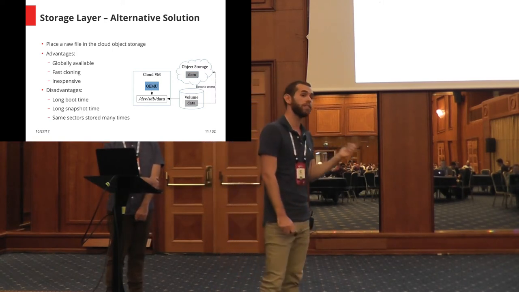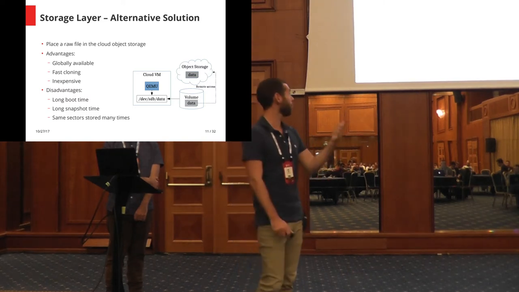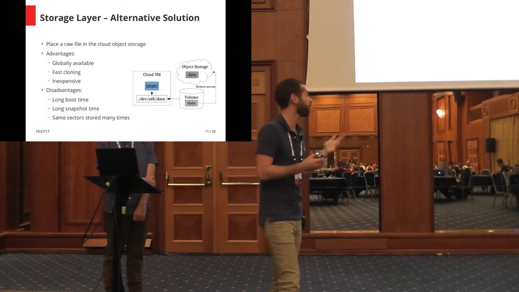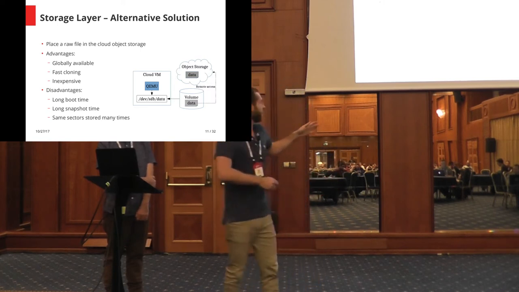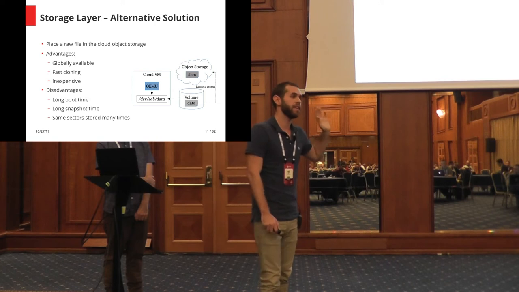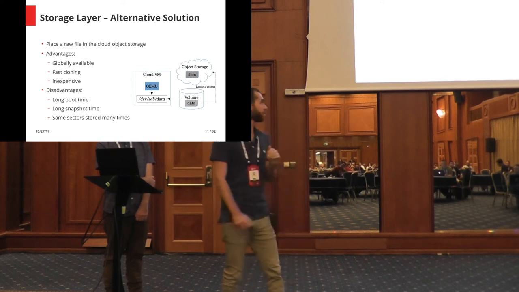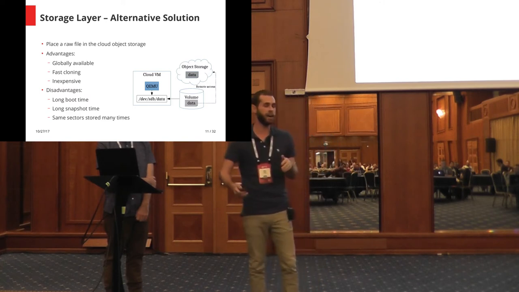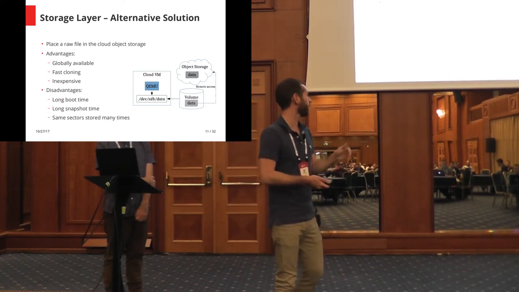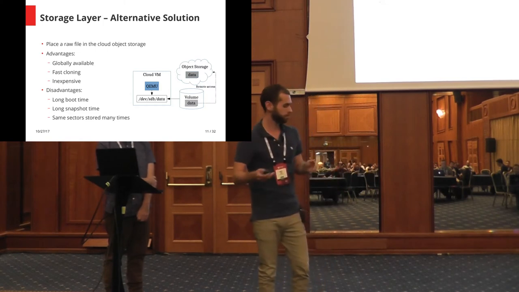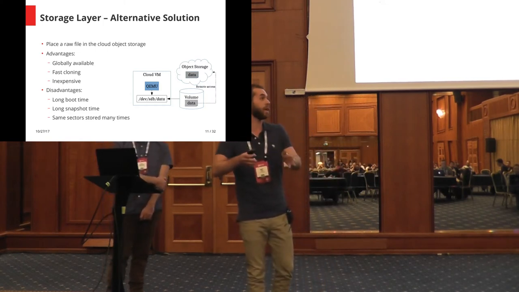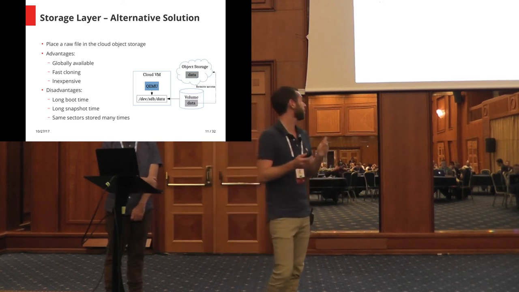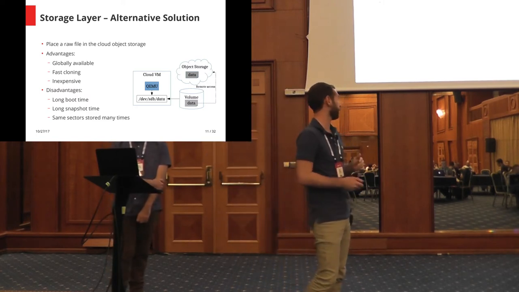Also, we have a very long snapshot time. The data has to be uploaded back to the object storage, and the VM and the volume should be kept alive while doing that. And if we're discussing saving different snapshots of the VMs at different times, we have to store the same sectors over and over again, because the writes are done locally, and when we upload them to the cloud, we just save another snapshot of the same file, another version. So a lot of data is being duplicated.